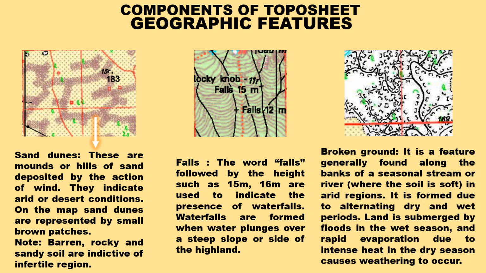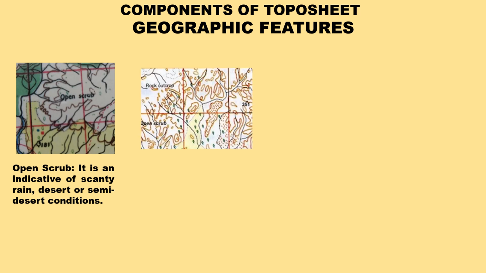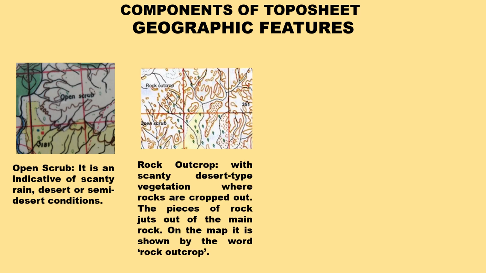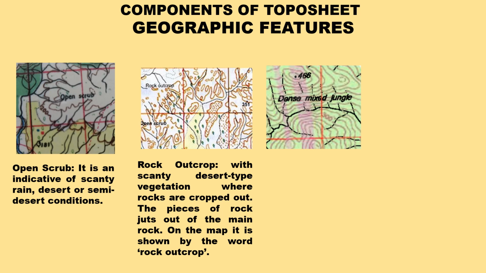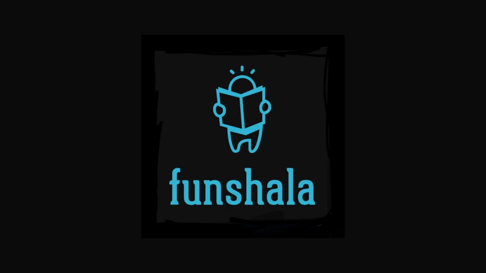And third, we have the broken ground, which is formed due to the alternate wet and dry periods, which is also an indicator of seasonal rainfall and is mainly found along the riverbanks. And lastly, on the geographic features, we have the open scrub, which is an indicator of scanty rainfall and desertic conditions. Then we have the rock outcrop, which also represents desert type vegetation where the rocks are cropped out and pieces of rock jut out of the main rock. Third, we have the dense mixed jungle, which is an indicator of heavy rainfall, and open jungle, which is an indicator of moderate rainfall.